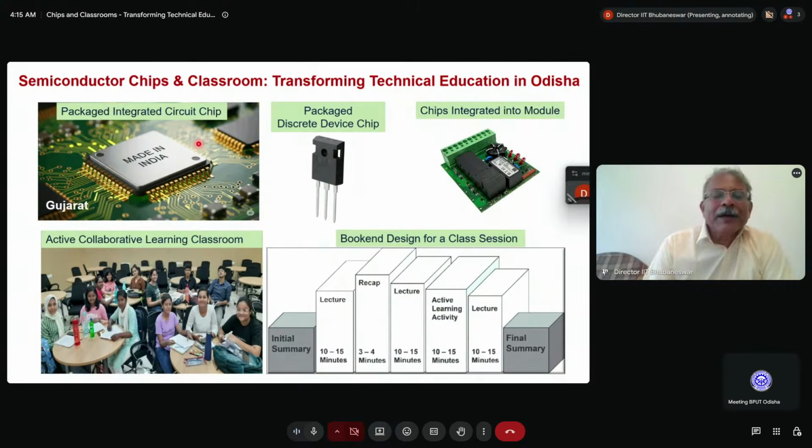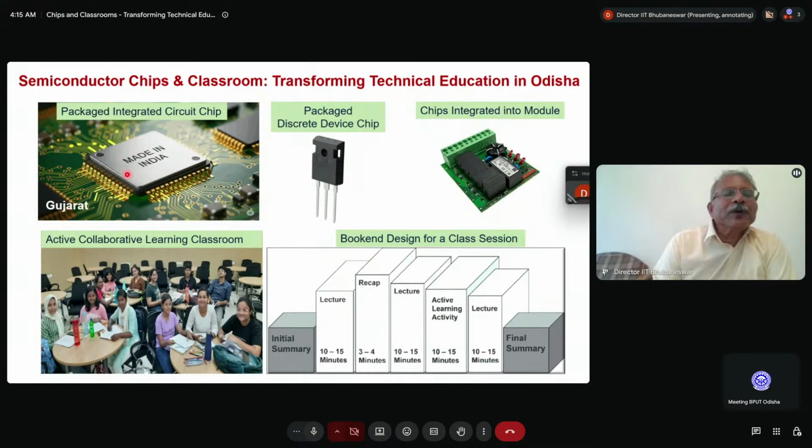So I will be telling the audience about what is happening in Odisha in the area of semiconductors and what is required for developing the manpower for the semiconductor activity that is happening, and how the education should be transformed for this purpose and also for other reasons, for improving the outcomes. Okay, so let me start with chip.